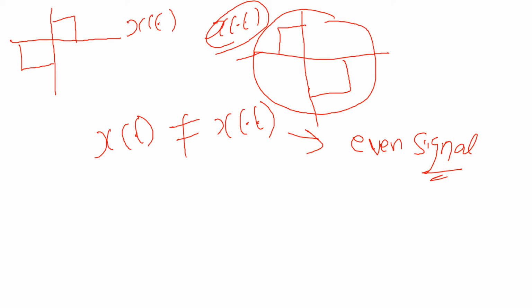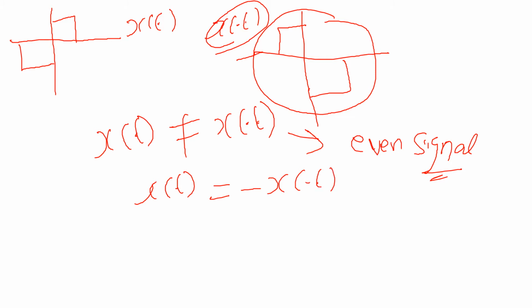However, let's check whether this is an odd signal. Okay, even signal, we understood that it is not, but let us see whether it is an odd signal. Let us see that. The odd signal condition, you know, is minus x of t should be equal to x of minus t.